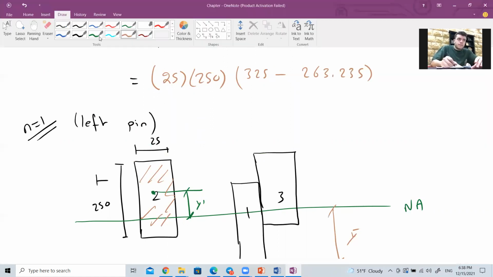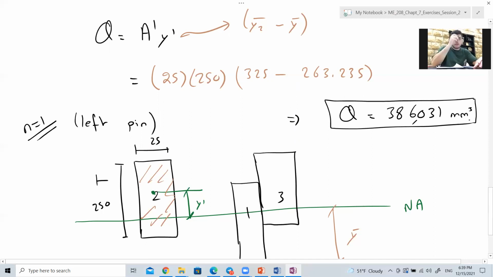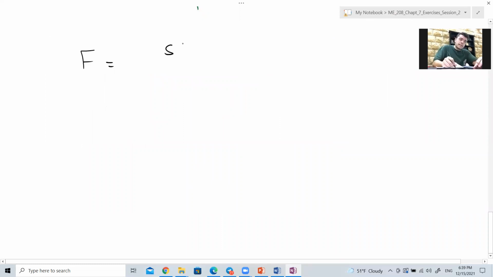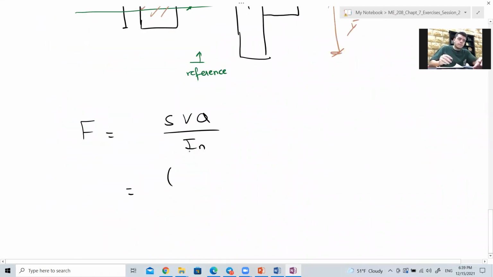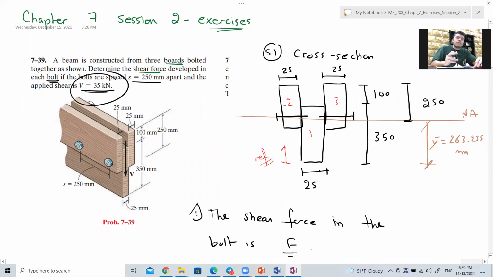That gives Q. So 25 times 250 times 325 minus 263.235 gives 386,031 millimeter cube. This is Q. Now that we have Q, we can find F, which is sVQ over In. The s is the spacing you have, which is 250. The V, the shear force, you also have, it's 35 kilonewton.